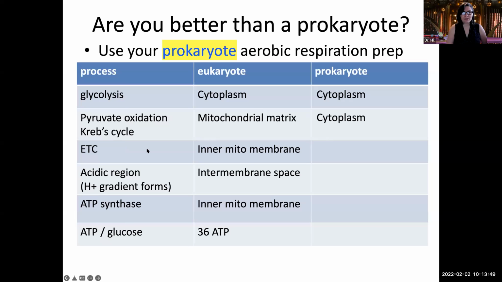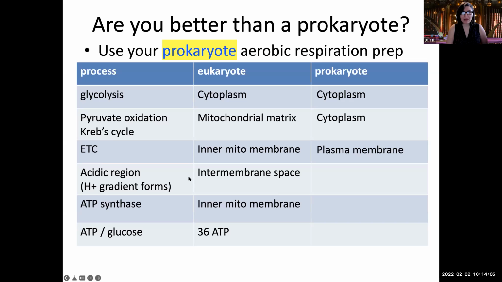Okay, electron transport chain in a eukaryotic cell is found in the inner mitochondrial membrane, where is it in a prokaryotic cell? Correct. Plasma membrane, because that's the only membrane you have available.